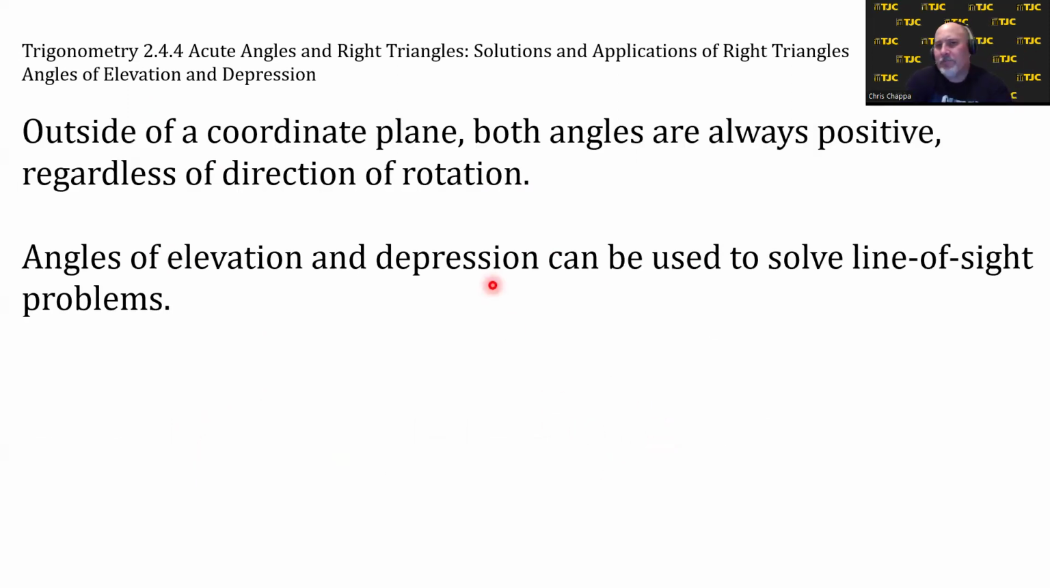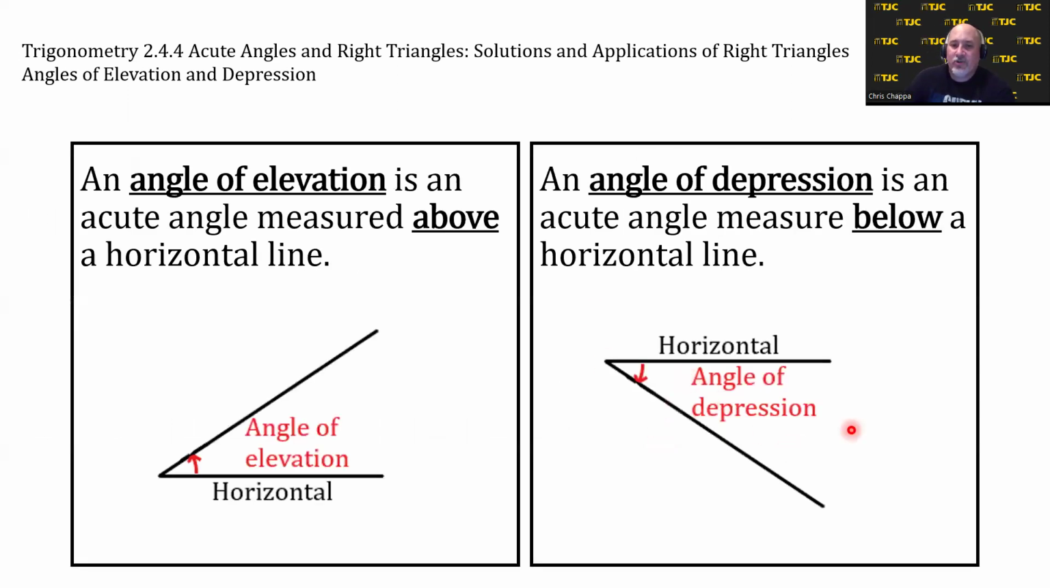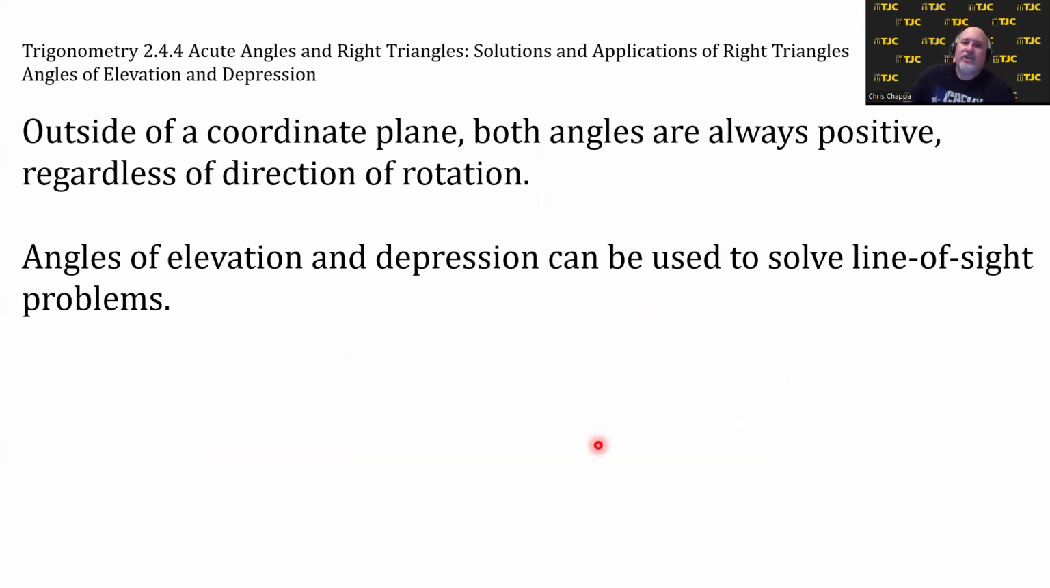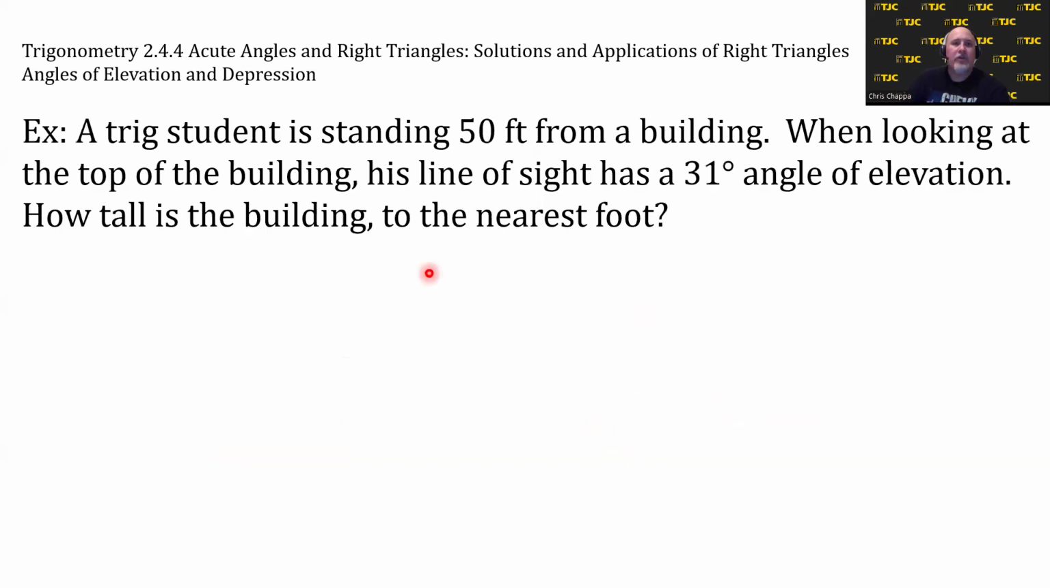Outside of a coordinate plane, both angles are always positive regardless of direction or rotation. I don't want you to look at this picture on the right and say that's a negative angle, because this isn't on a plane and this isn't in standard position. Angles of elevation and depression can be used to solve line of sight problems. For example, a trig student is standing 50 feet from a building. When looking at the top of the building, looking up, his line of sight has a 31-degree angle of elevation. How tall is the building to the nearest foot?